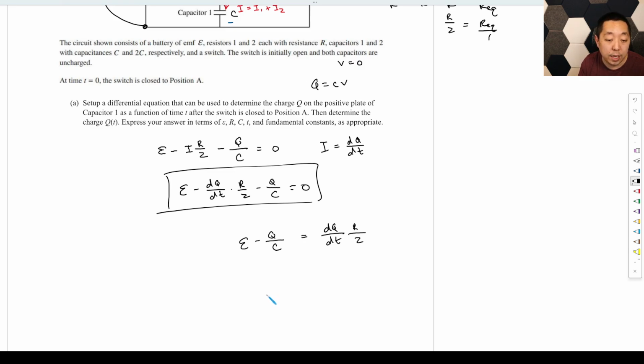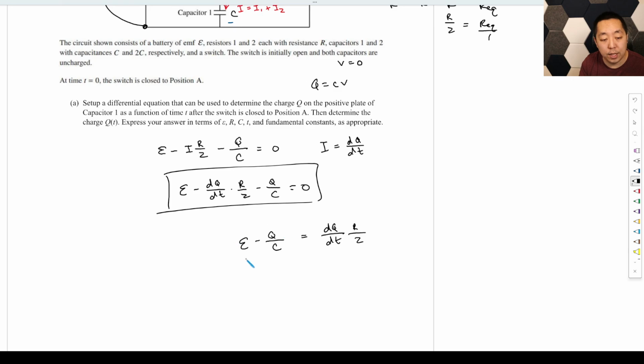Let's go ahead and move this over to here and then move the Q down. I try to make as few variables on this side as possible. I think we can't avoid this.